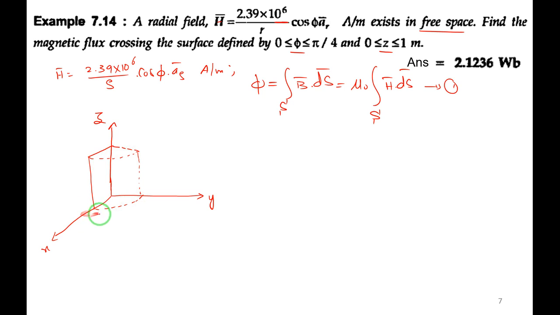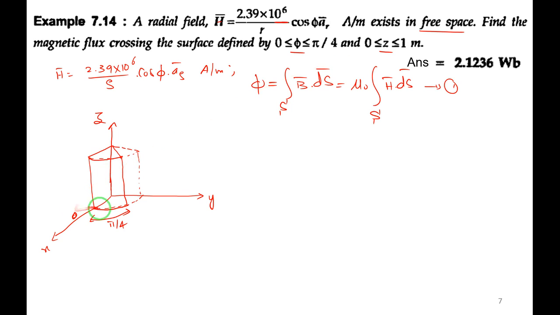If I measure phi, it is 0 to 90 degrees, but here they have given 0 to pi by 4. Pi by 4 means somewhere in between it will come. So let me draw this surface correctly now. Right, this is the correct surface. I hope you got it. So phi is equal to 0 to pi by 4 here, from here to here. Here phi is 0, and here it is pi by 4. So 0 to pi by 4.